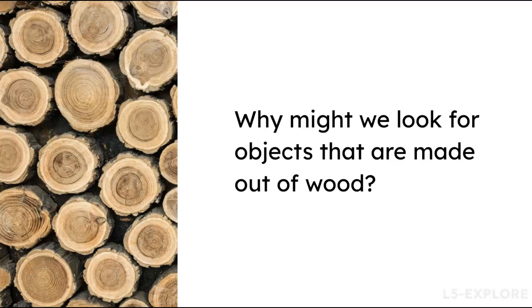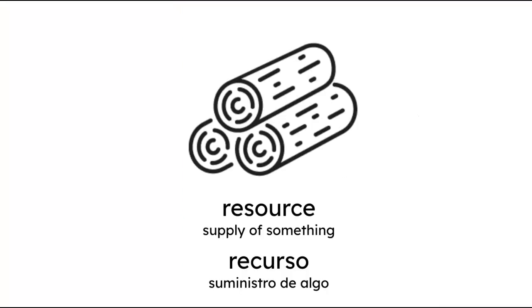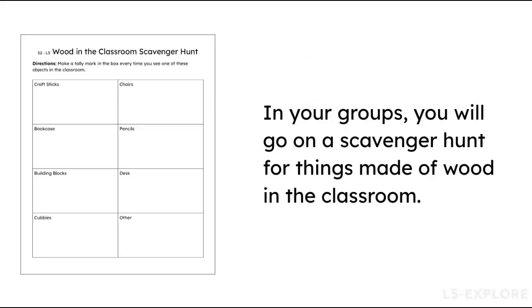For the Explore portion, you'll tell students that to help us figure out why people might be cutting down the rainforest, we are going to look for objects that are made out of wood. You can post and discuss the resource vocabulary card. You'll provide students with the Wood in the Classroom Scavenger Hunt student journal page. You'll tell them that, in groups, they'll hunt for things made of wood in the classroom.